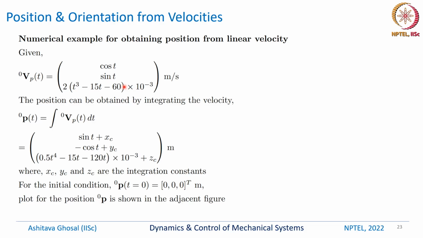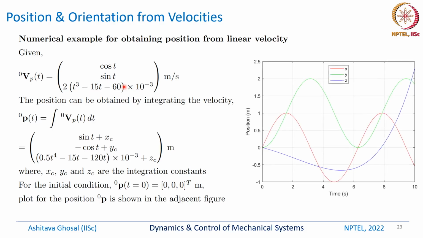Okay, and this is shown in the adjacent figure. So I can integrate this and I can plot the position x, y, and z. X is the red line, y is the green line, z is the blue line, and with time I can plot these expressions. So this is sin t. You can recognize that x is sin t, so the red line looks like a sin t. The green line is minus cos t, so it looks like this, whereas the z component is some complicated polynomial in t.